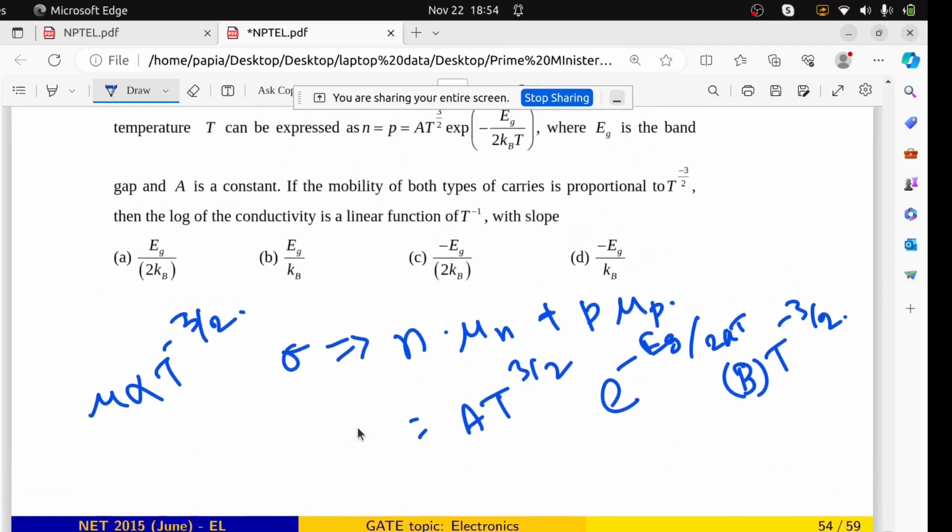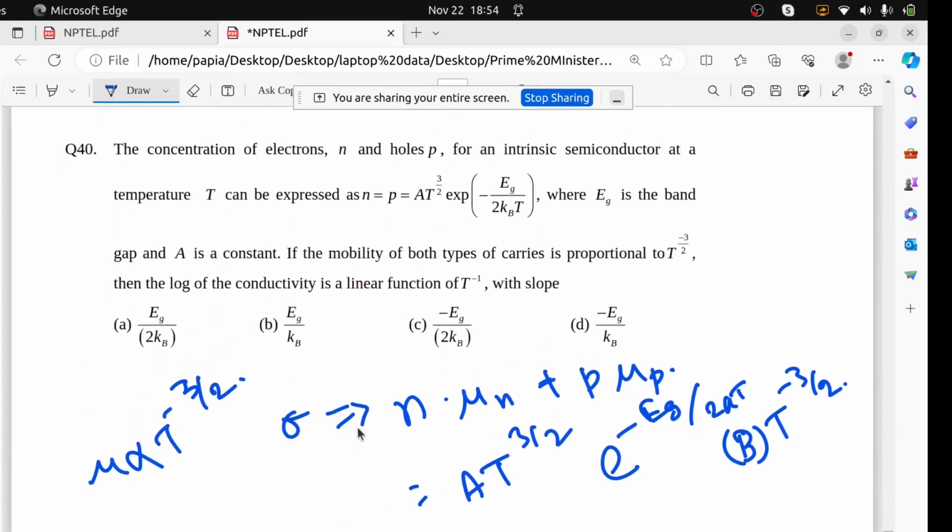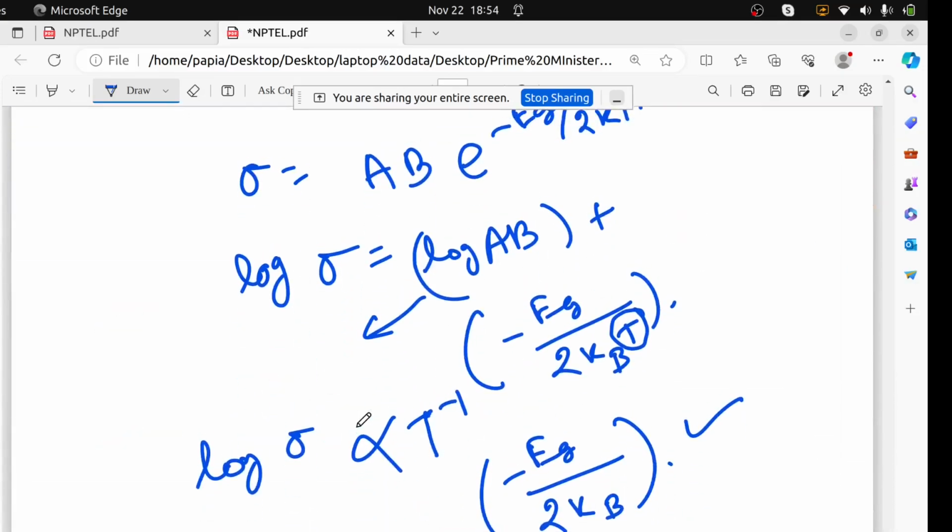So for that case, we just need to write the conductivity expression, simply the expression, no need to write here 2, 3, like how many N are there, how many P are there. We don't need to write these things. We just need to write the expression here. Then we can get the value of that sigma, and from that sigma we can have the expression of log sigma. Log sigma will be nothing but minus Eg by 2 kBT plus log of AB. And log of AB is a constant.